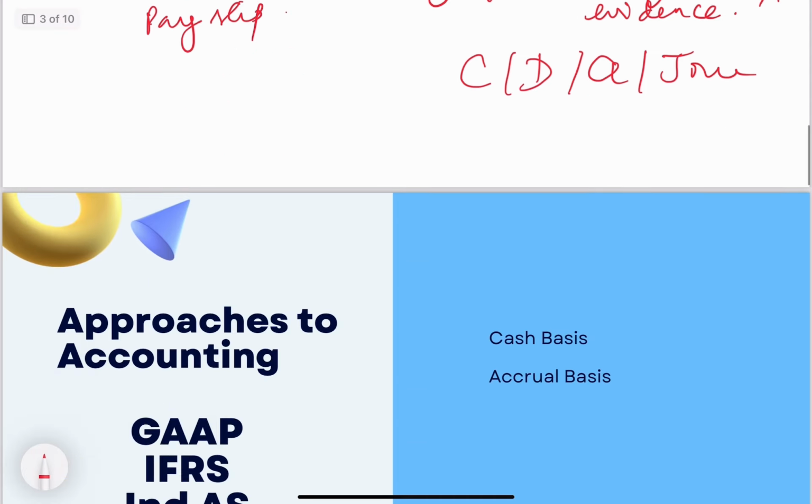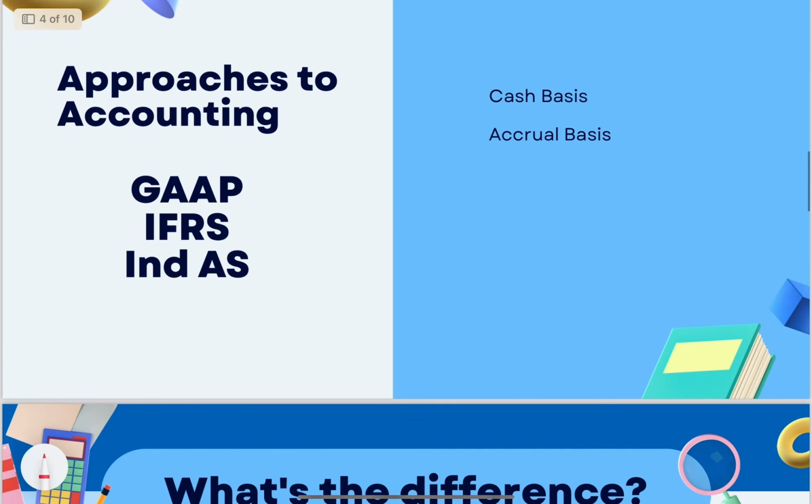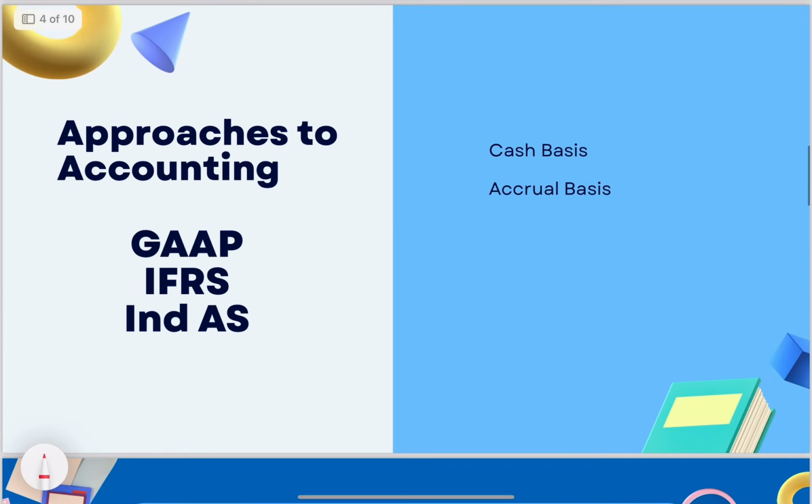Now let's move on to the approaches to accounting. What are the basic approaches to accounting? The two basic approaches are cash basis and accrual basis. Cash basis, as the name suggests, records money only when it is actually received or paid. It's like writing in a diary: I got 500 rupees today, or I paid 200 rupees today. It's quite easy to understand, and it is used by small businesses or individuals.